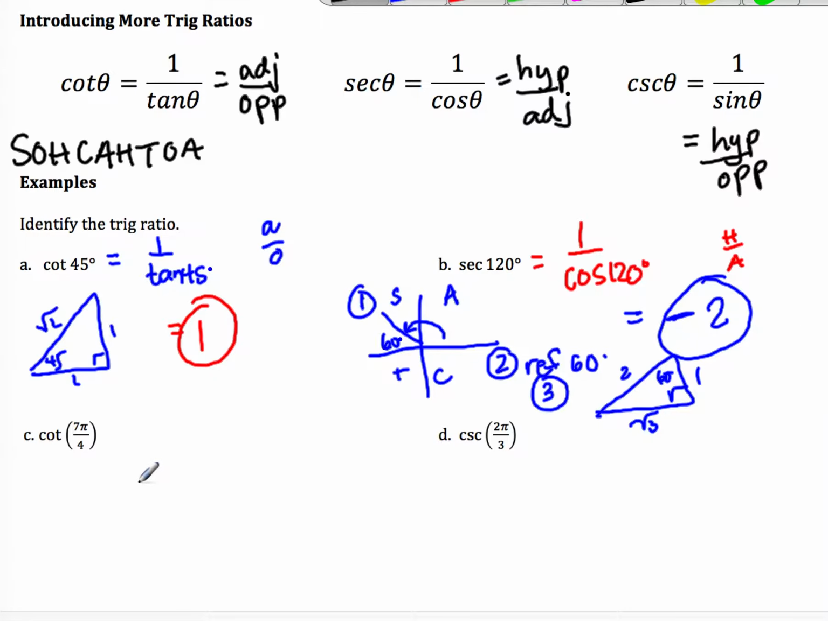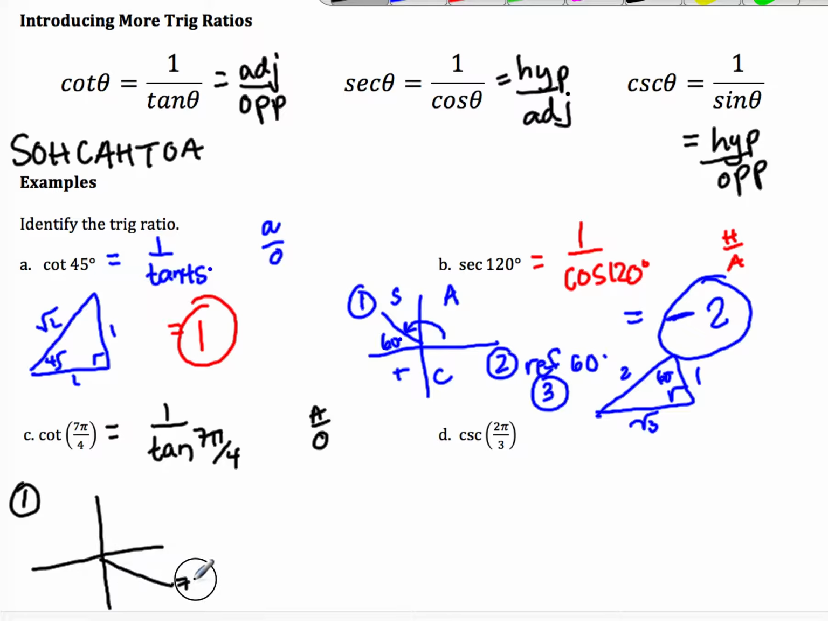Okay, moving down here to our cotangent of 7 pi by 4. Remember, cotangent again is just 1 over the tangent of 7 pi by 4, and that cotangent is also adjacent over opposite. So we'll start off by finding the location of 7 pi by 4. All the way around the circle twice is 8 pi by 4. So here is our 7 pi by 4, one short.